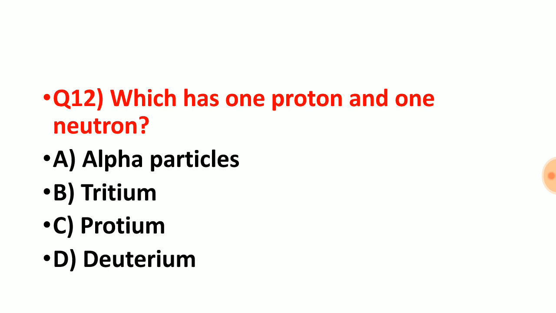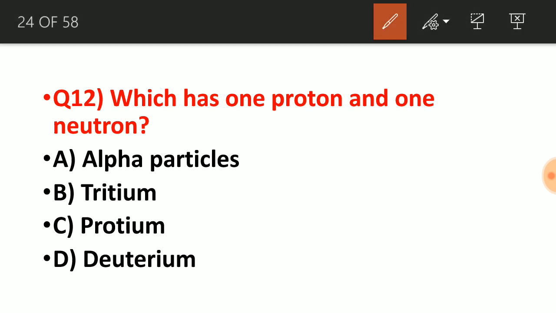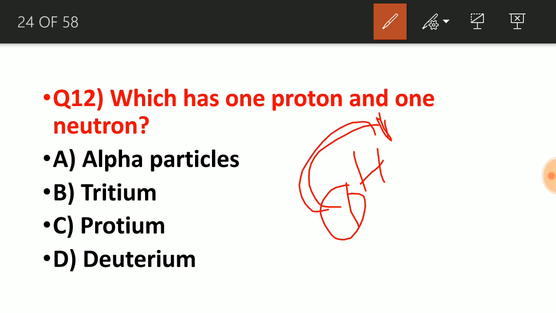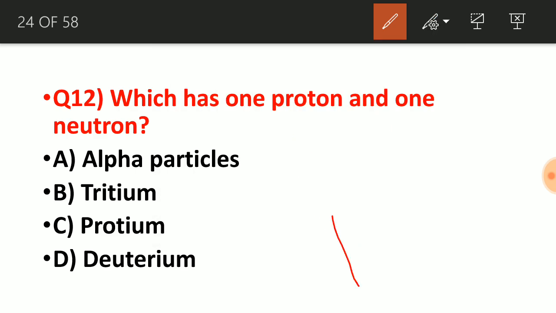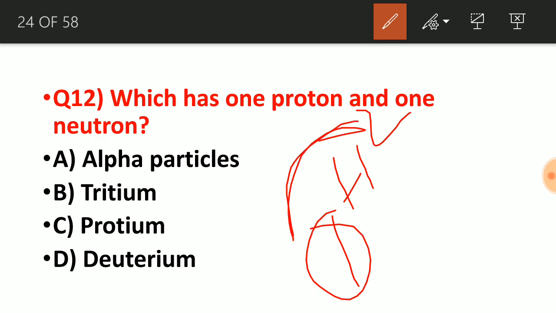Question number 12. Which has 1 proton and 1 neutron? We know that 1H1 contains 1 proton and 0 neutron. If we subtract the atomic number from the mass number, then we will get the number of neutrons. So protium cannot be our answer. Now let us see deuterium. In deuterium we write 1H2. If we see 1H2, this is the proton number. If we subtract, you will get neutron. So 1H2 contains 1 proton and 1 neutron, that is deuterium.